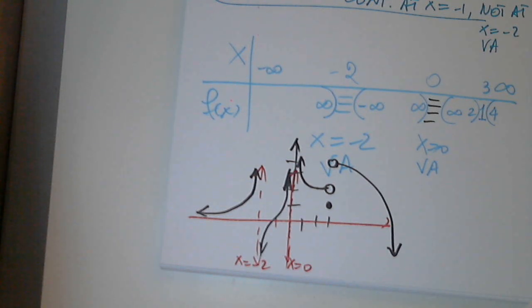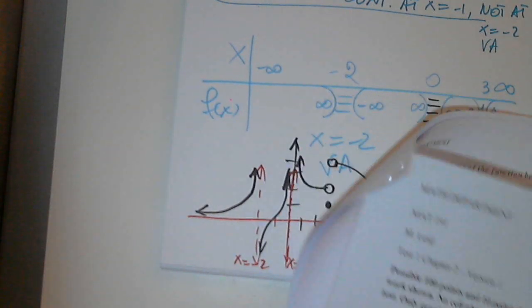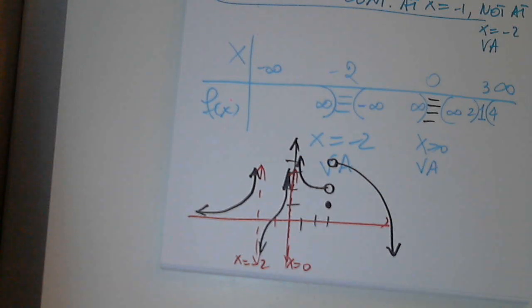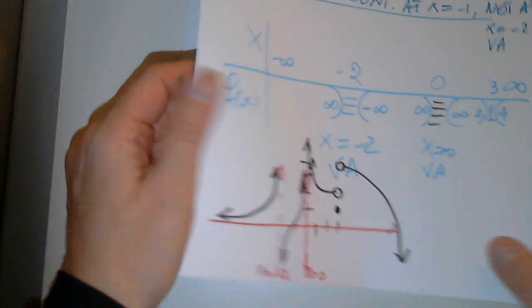Which one? From the limit handout, of course. Number 5, let's look at 5. Let's graph a piecewise defined function. Very good pick.